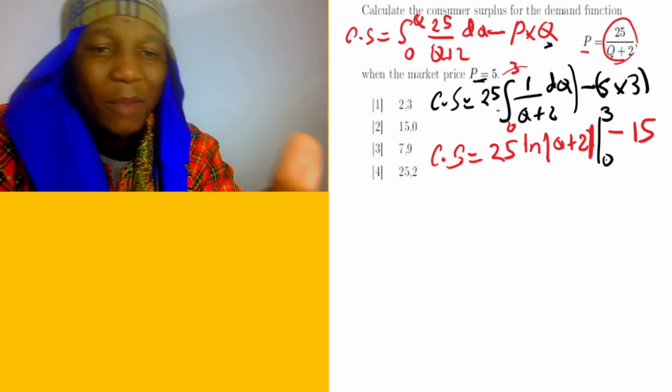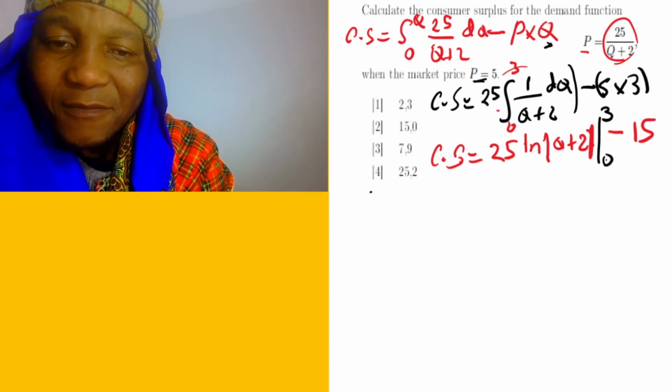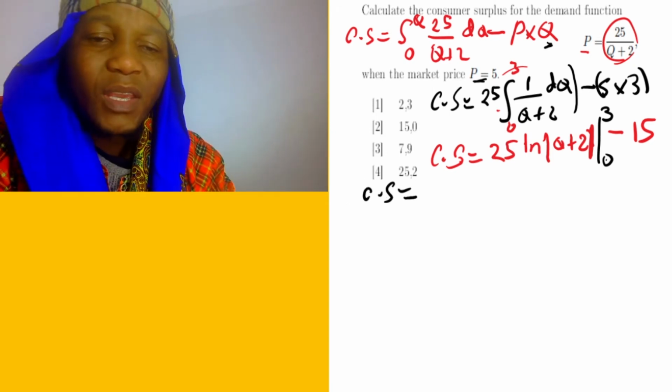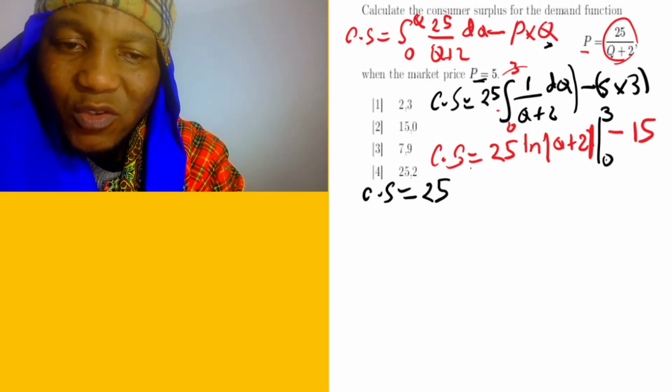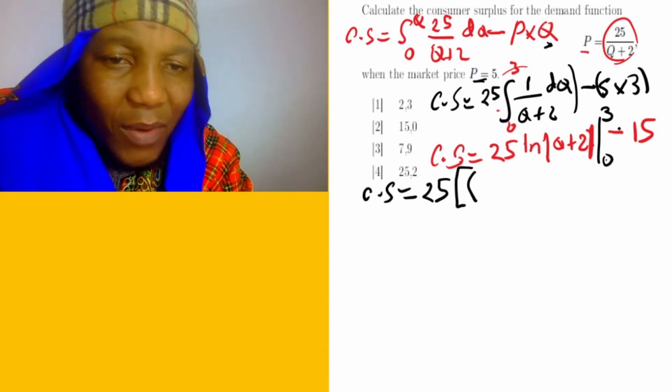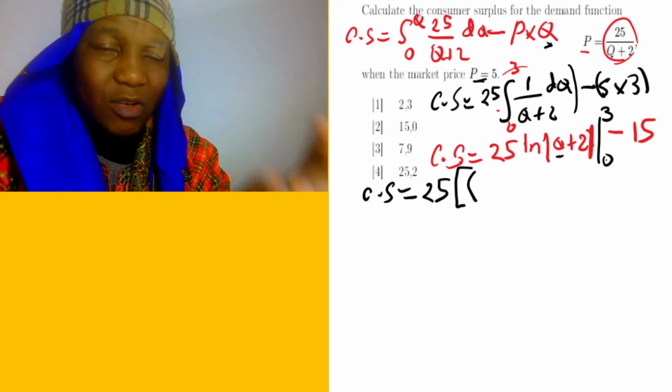So what we can do, we can plug it in. How do we plug in? We always plug upper limit minus lower limit. So I'm going to say consumer surplus equals 25. I can write this 25 aside, because it's not going to be affected. And then let's plug in the position of Q, because we say upper limit minus lower limit.